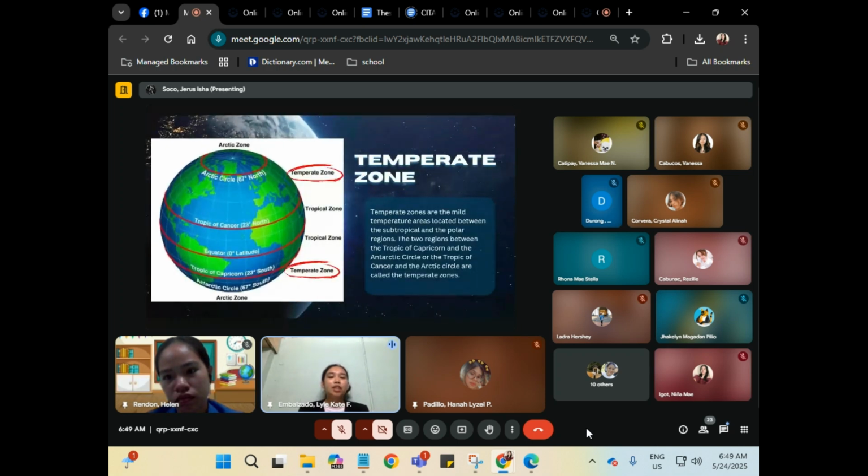Okay, so temperate zones are the mild temperature areas located between the subtropical and the polar regions. The two regions between the Tropic of Capricorn, as you can see there in the south, and the Antarctic Circle, and the Tropic of Cancer in the north and the Arctic Circle. That is where the temperate zone is located. Again, where is the temperate zone located, class?